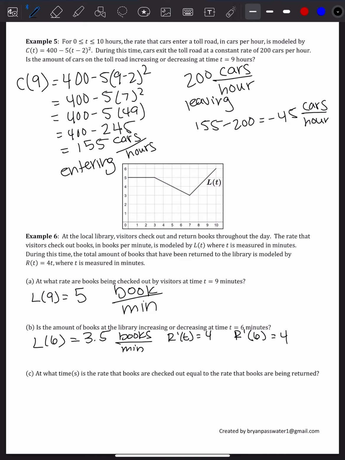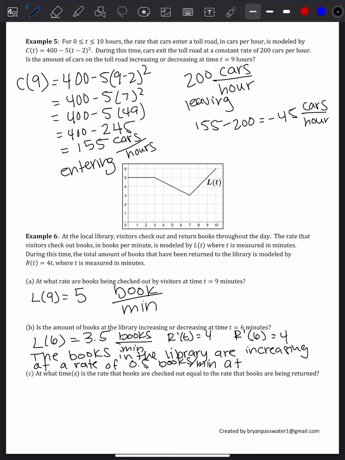If we are to combine them, the amount leaving and the amount returning, we have a positive return rate of 0.5 books per minute. So the books in the library are increasing at a rate of 0.5 books per minute at t equals 6 minutes.